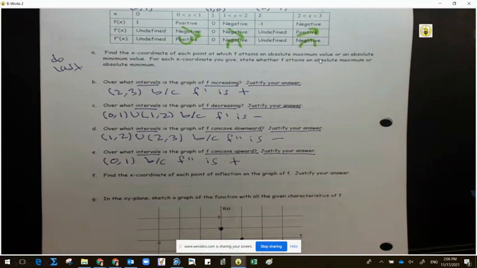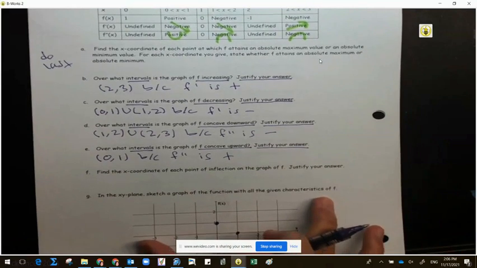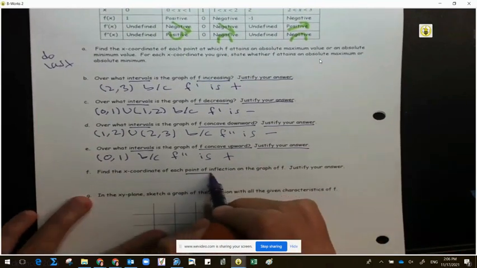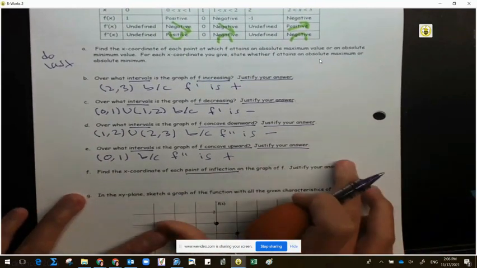And our last piece before we graph the rest and find the absolute minimum and maximum. Colin, read the last piece on F. Find the x-coordinate of each point of inflection in the graph of F. All right. Point of inflection happens when the concavity changes.